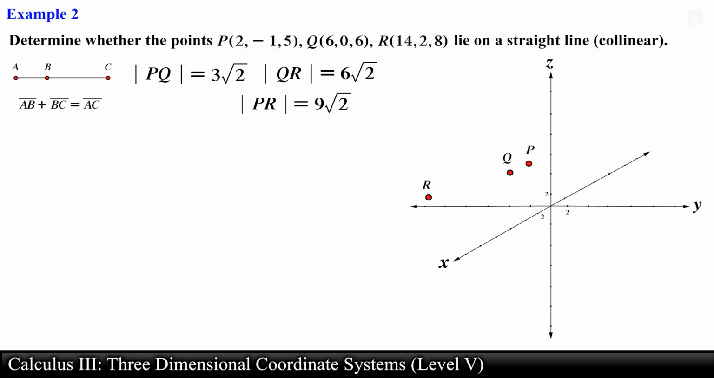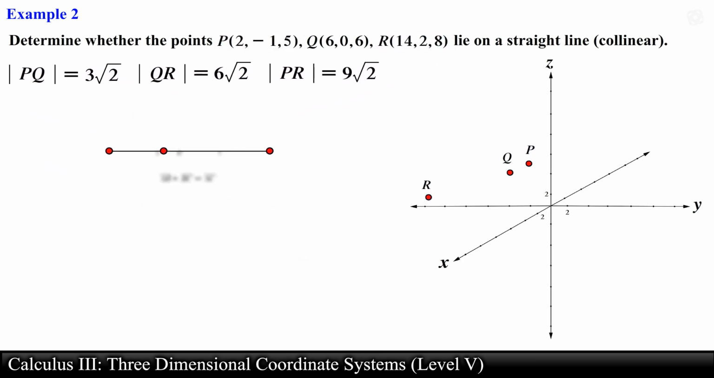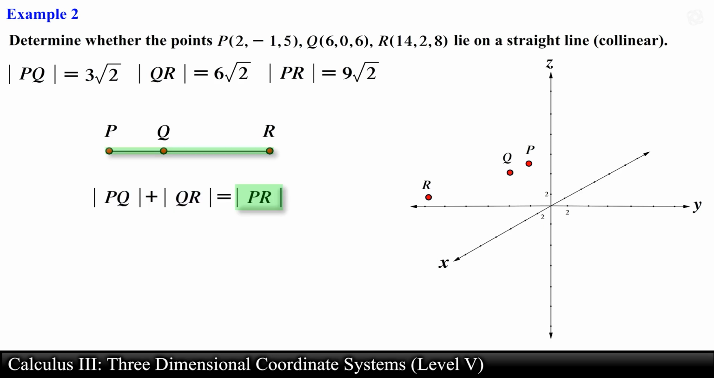Having found the length of each line segment, let's create a diagram to aid us in determining if these points are collinear. We know from the distances we found that points P and R form the endpoints of the longest line segment. This means that point Q has to be between these 2 points. Now let's go ahead and determine if the sum of the 2 smaller line segments add up to the line segment that includes these 2 smaller line segments. In other words, we're determining if the length of line segment PQ plus the length of line segment QR is equal to the length of line segment PR.